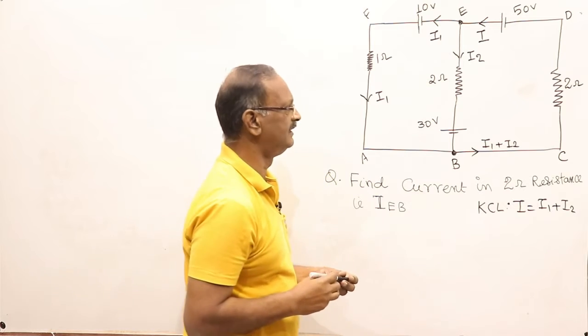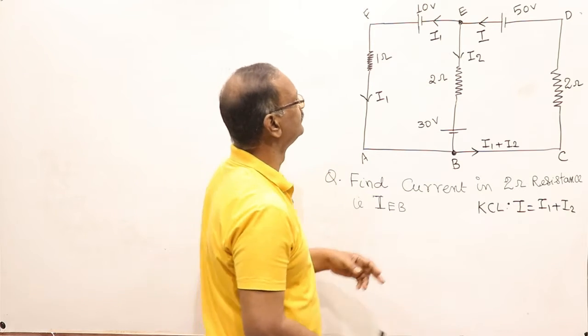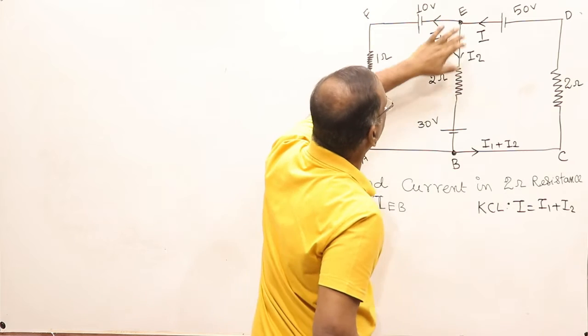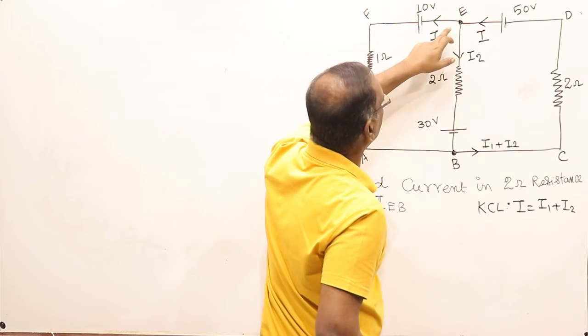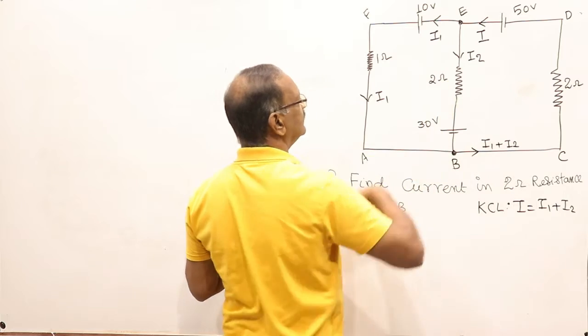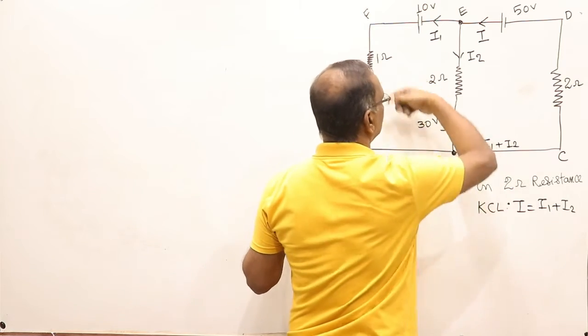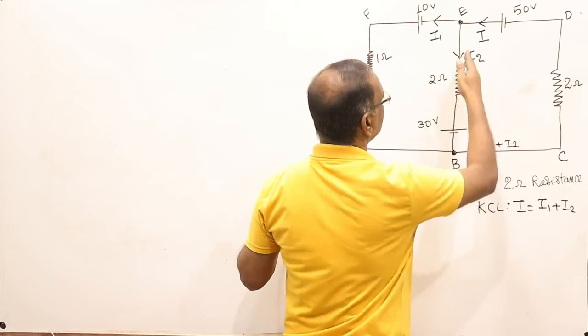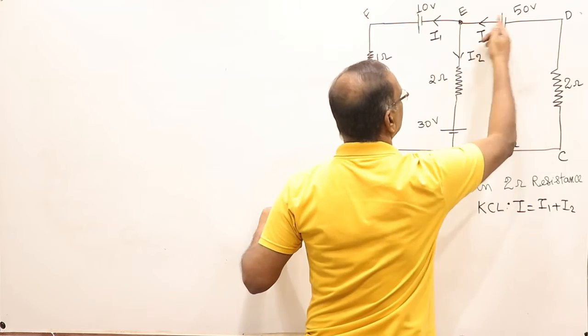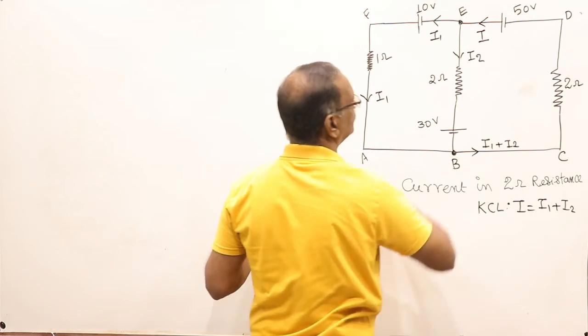Now we have assumed the direction. Now we will choose the path. First we will choose E, F, A, B back, because we got two currents, I1 and I2. So we need two loop equations. This is one loop and another loop is this one. We are moving this way here, and this way here.